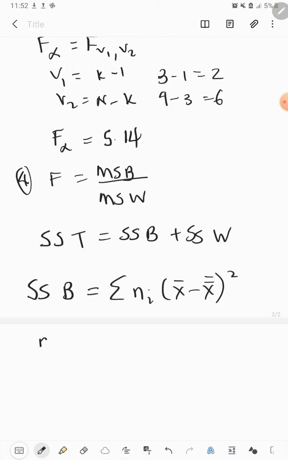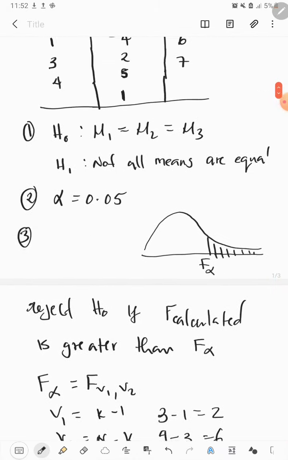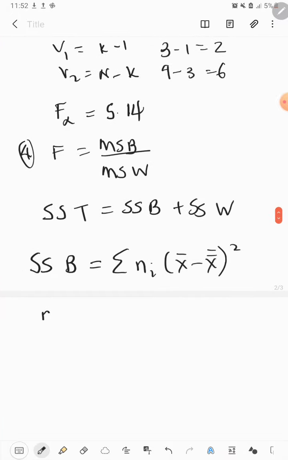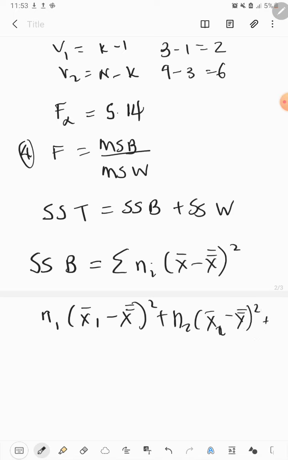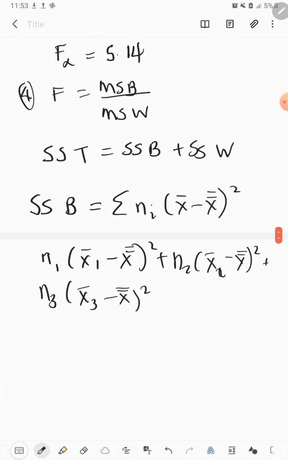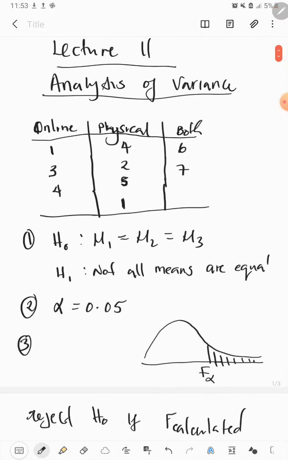Okay, so in this case we have n1. Our n1 is 3. So this is n1 times x bar 1 minus x bar bar, squared, plus n2 times x bar 2 minus x bar bar, squared, plus n3 times x bar 3 minus x bar bar, squared. So we now replace. That means we need to find the grand mean, and the means as well.